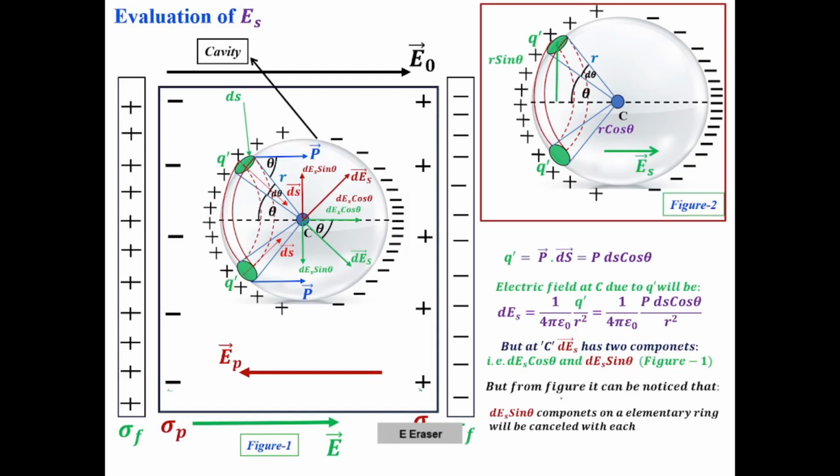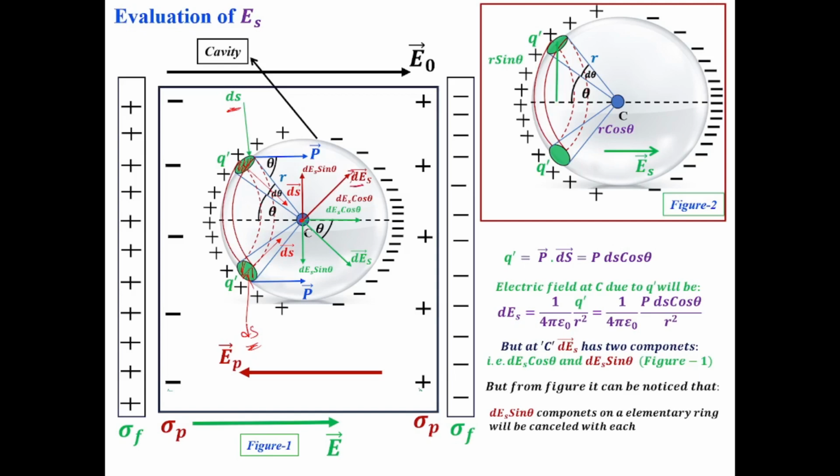But from the figure it can be noticed that the dEs sin theta components on an elementary ring will cancel each other. This is the most important point that you have to understand. I am explaining here, so just watch carefully. Now consider the opposite surface area. Here is this dS, and consider another element dS here, just opposite to this surface. Due to this dS element, the electric field intensity at C will be along this direction.